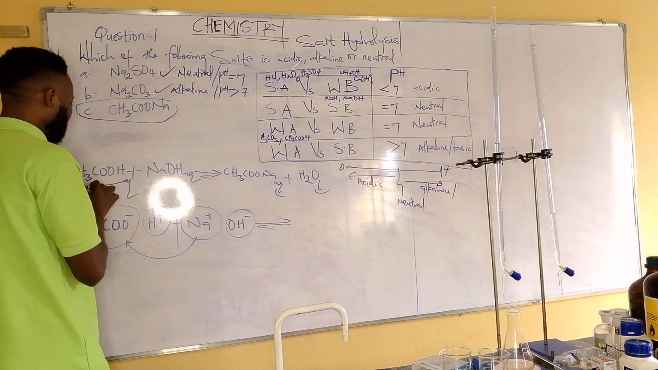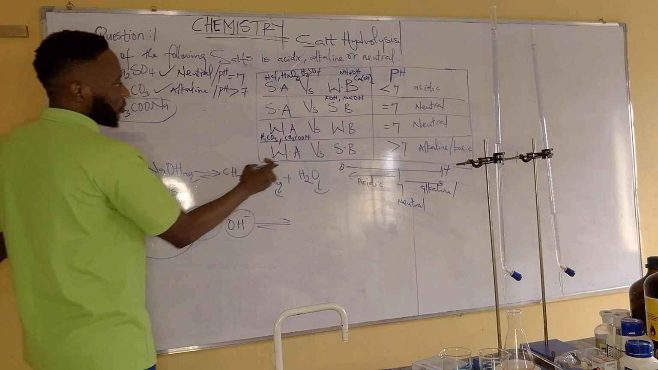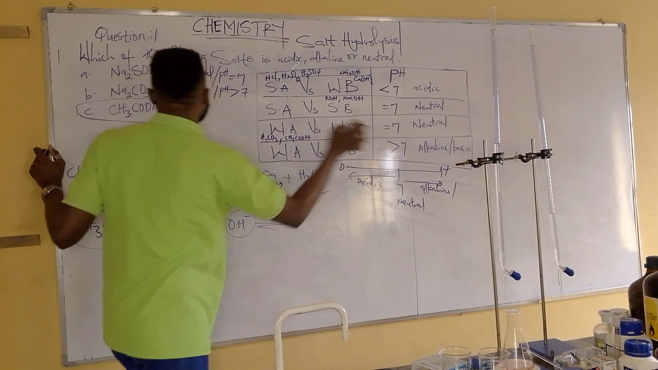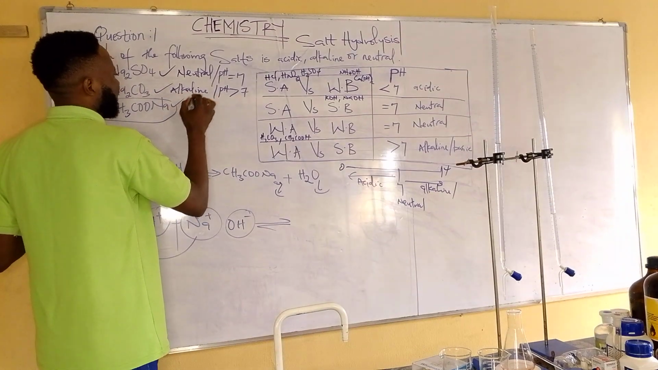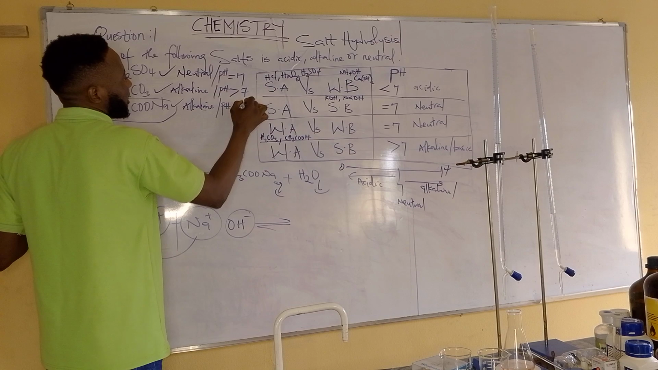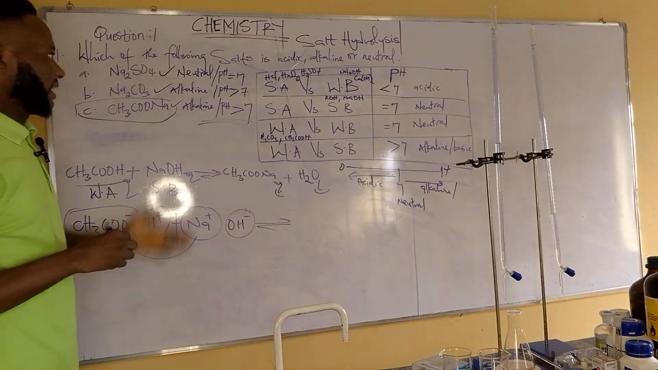Now check. This is a weak acid. This is a strong base. Weak acid versus strong base is still the same thing: alkaline. The solution will be alkaline. Then pH will be greater than 7. So this is the answer to this question.